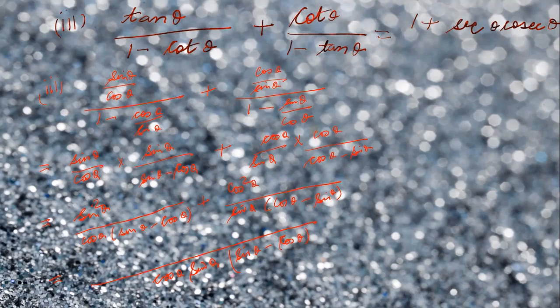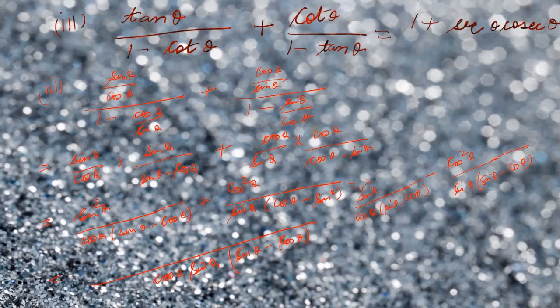And you can do one more step over here, or write it like this: sin square theta upon cos theta, sin theta minus cos theta. Take the minus sign over there, so it will be minus cos square theta upon sin theta minus cos theta.